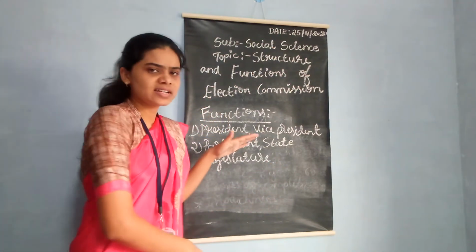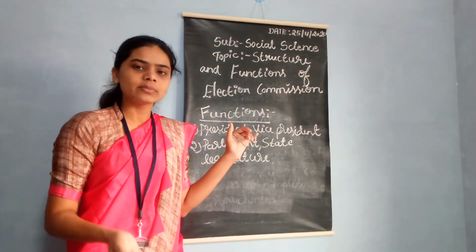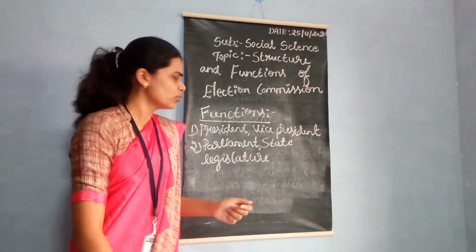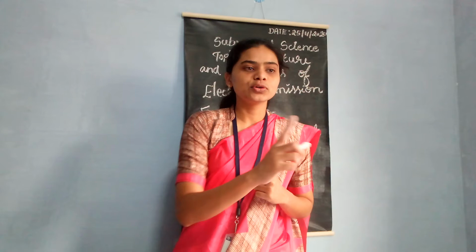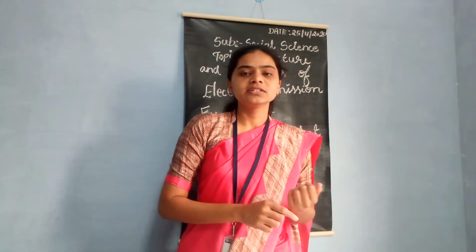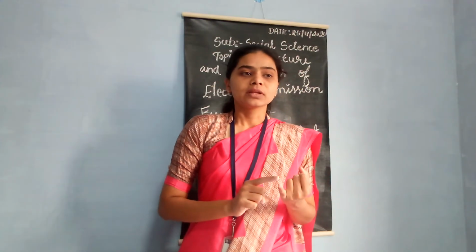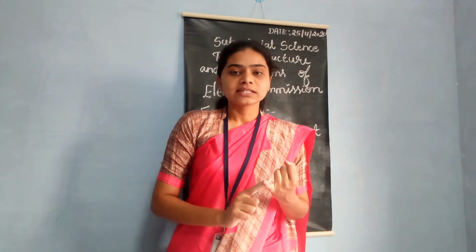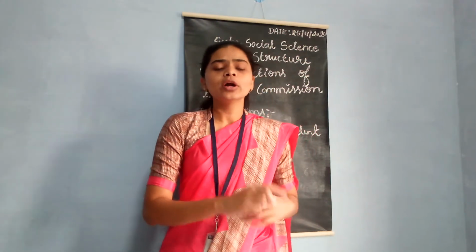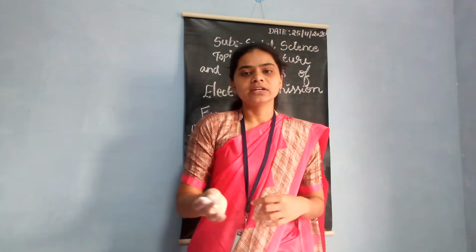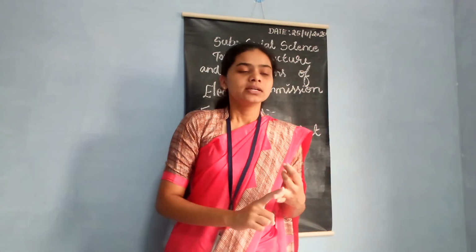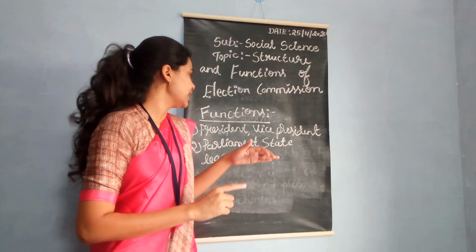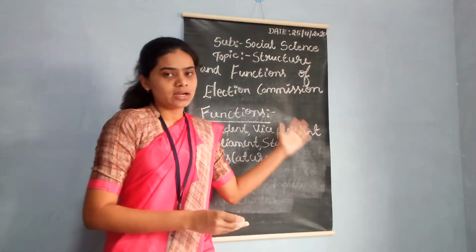Okay, we know what parliament is. Lok Sabha and Rajya Sabha is called parliament. Then now tell me, what is state legislature? Yes, you're right. Very good. State legislature means, in Karnataka, Vidhana Sabha and Vidhana Parishad. According to the states, it is different. Okay, so for parliament and state legislature, the election is conducted by this election commission.